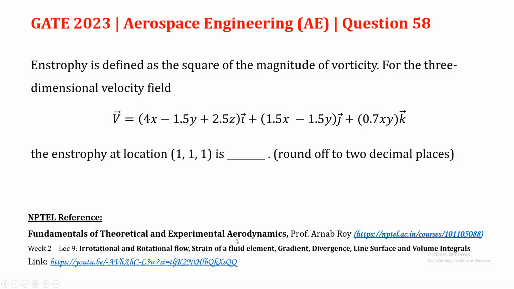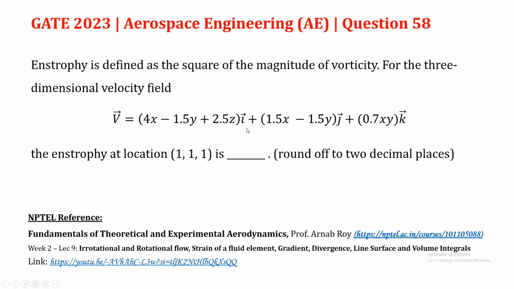Everyone, let's solve a problem from the GATE 2023 Aerospace Engineering paper, question number 58. The question is: entropy is defined as the square of the magnitude of the vorticity. For the three-dimensional velocity field given, the entropy at the location (1, 1, 1) is what?